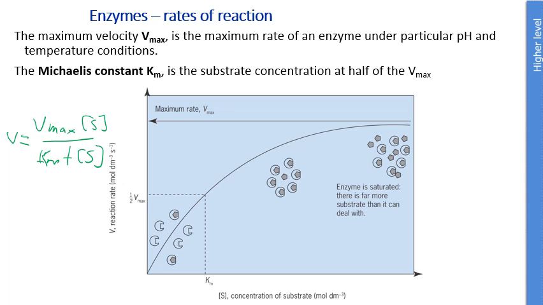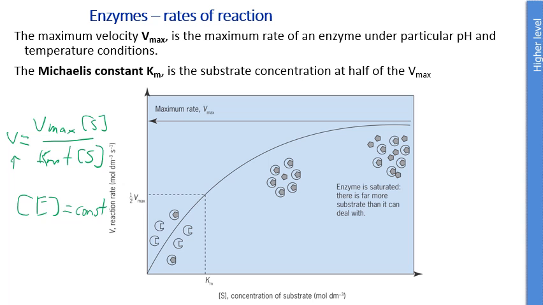And the concentration of S is the substrate concentration, and Km is known as the Michaelis constant. The Michaelis constant is equal to the substrate concentration when V is equal to half of Vmax. The values of Vmax and Km depend on the enzyme concentration, so the Michaelis-Menten equation can be applied only when the concentration of the enzyme is constant.